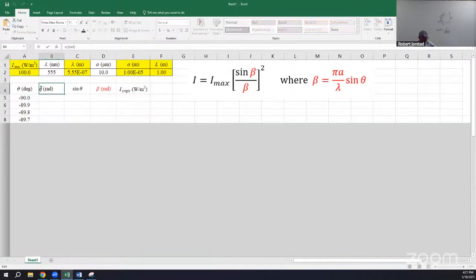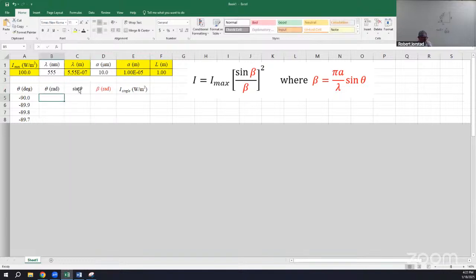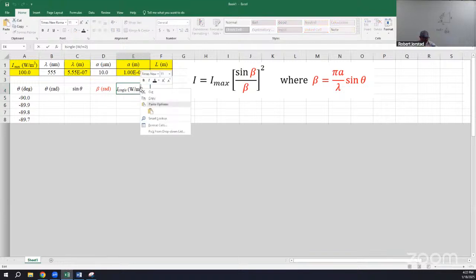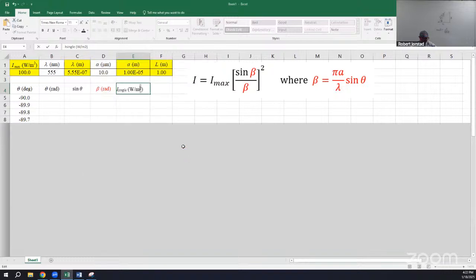If you're curious how I got the Greek letters, you can change it to the symbol font, SYM, hit enter. That's how I got the Greek letters. This one, I just did a screenshot off Microsoft Word. All right, there's another Greek letter. Okay, cool. If you don't know how to do subscripts and superscripts, you highlight there, format cells, and you can either subscript or superscript. Okay, there we go.